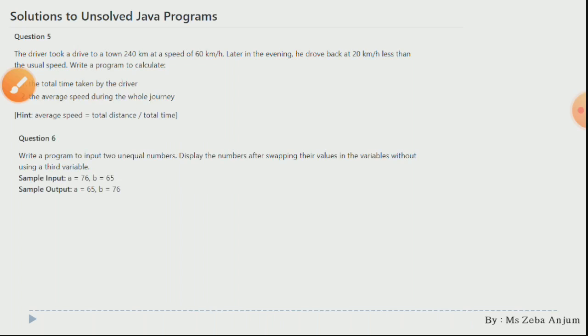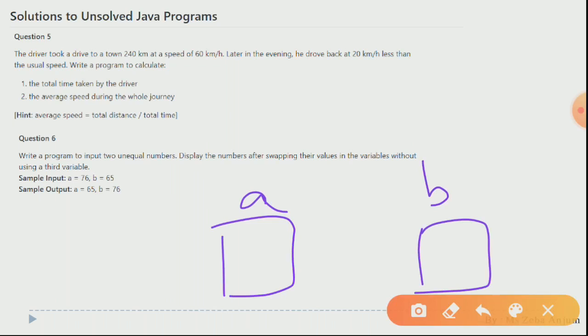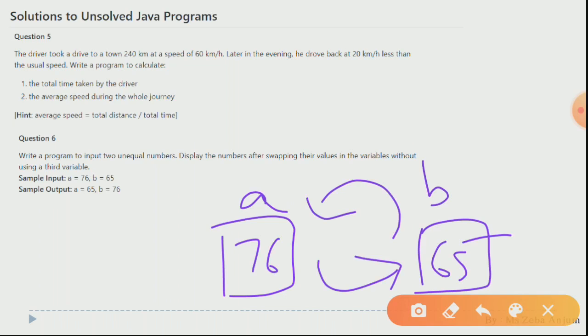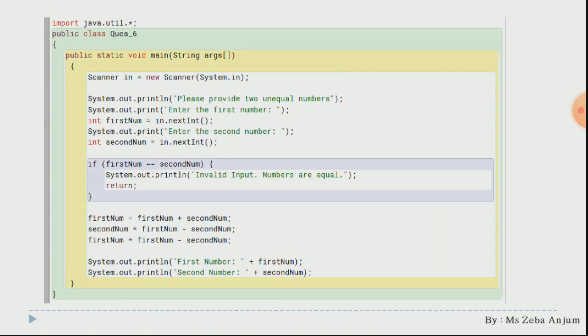Moving forward to question number 6. Write a program to input two unequal numbers. Display the numbers after swapping their values in the variables without using a third variable. Now my dear students, you are having two variables, a and b. Now let us assume this a's value is 76 and b's value is 65. You just have to interchange their values without using the third variable. Okay, now let us see how we are going to do it.